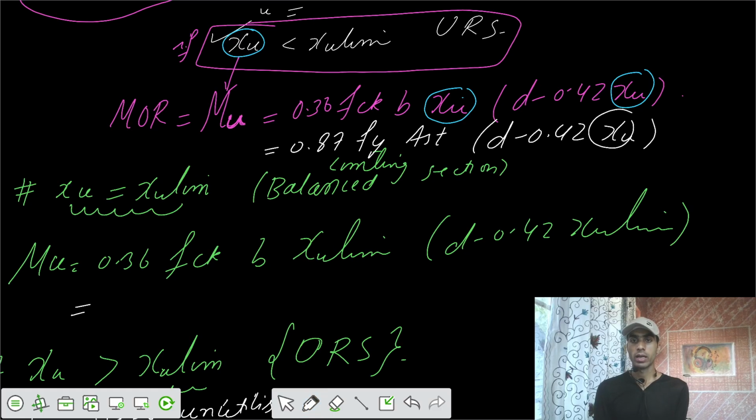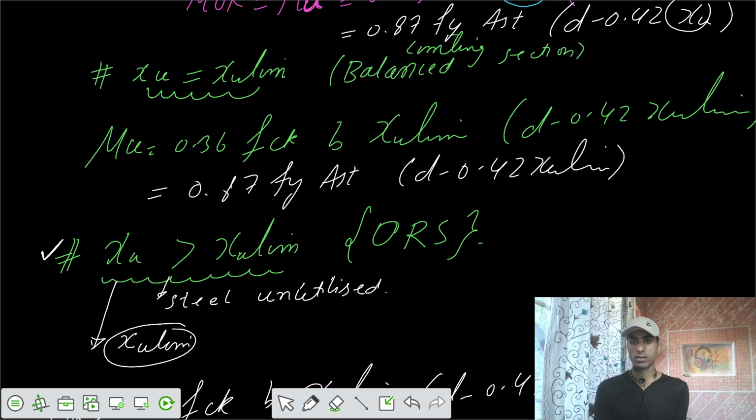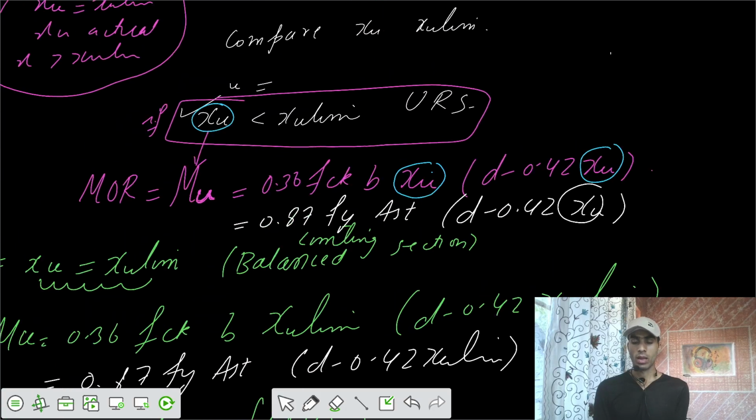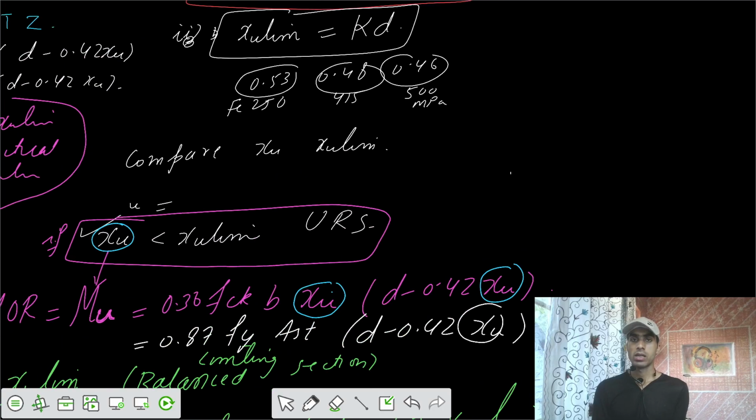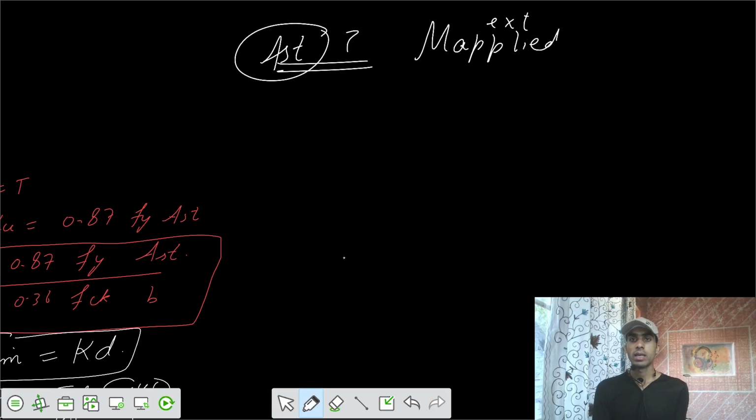That's the actual XU. Second one is that if it is limiting, we can write 0.87 Fy AST (d minus 0.42 XU limiting). And similarly for the third case also, XU limiting. Okay, so this was case one. Now we need to get the AST from the moment and cross section. The second case is that we need to get the value of AST. What should be the area of steel required corresponding to a given external moment M applied, and we have dimensions B and D also provided to you.